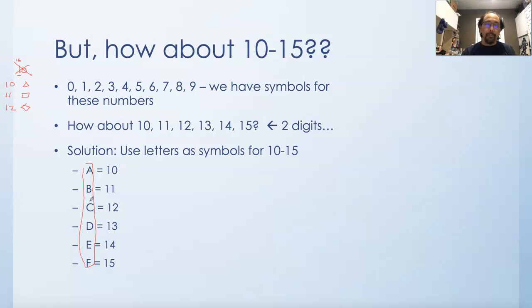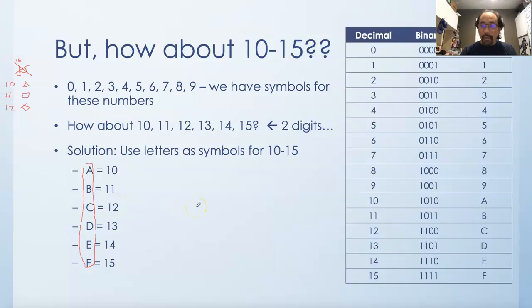So that leads us to this hexadecimal table here, where we have 0 all the way down to 9. Then when we run out of numerical symbols, we start using the alphabetical symbols from A to F to represent the values from 10 all the way to 15.